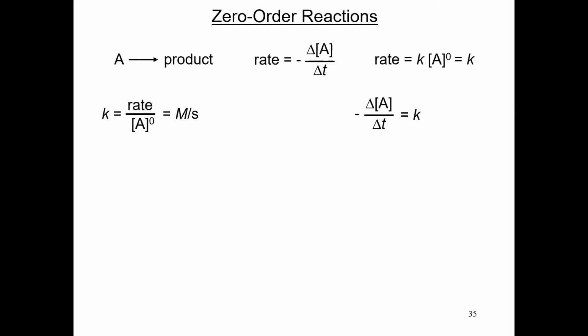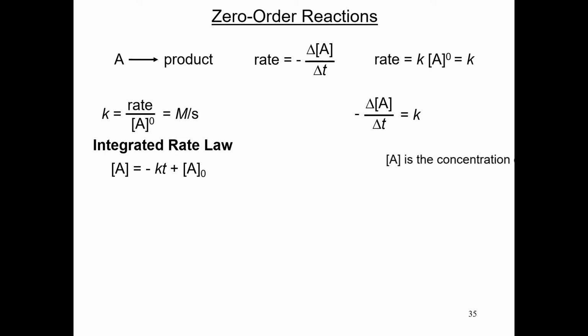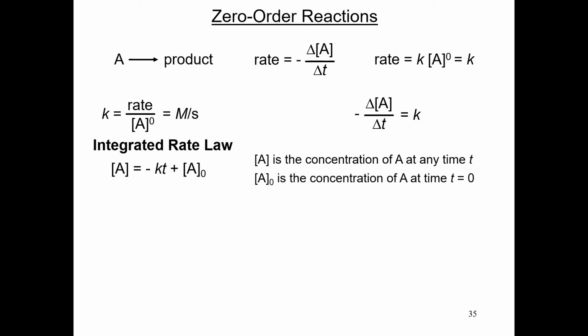Let's combine the two expressions of the rate, the one from the experimental data, the one from the rate law. And once more, let's apply calculus and integrate this to solve it and get an integrated rate law. And the expression we're going to get is this one: A equals minus KT plus A sub 0. Again, A is the concentration at any time t. A sub 0 is the initial concentration, the concentration of A at time t equals 0.